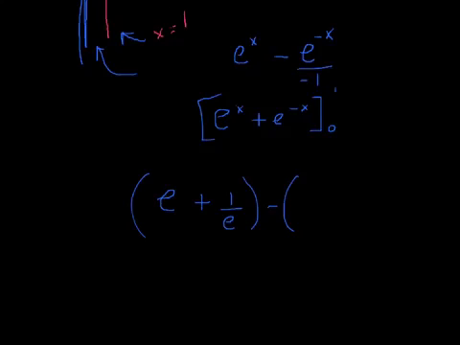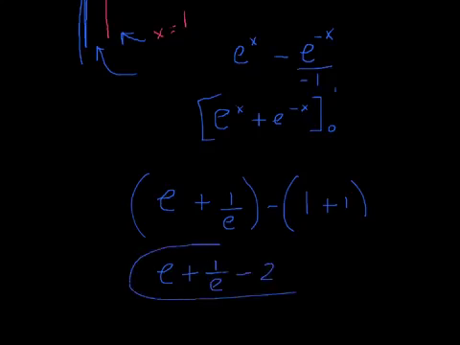Minus, when you plug in 0, e to the 0 power, anything to the 0 power is equal to 1. So e to the 0 power is 1. e to the negative 0 power, there's no such thing as negative 0, so it's just e to the 0. Again, that's 1. So you end up with e plus 1 over e minus 2. That's your value.